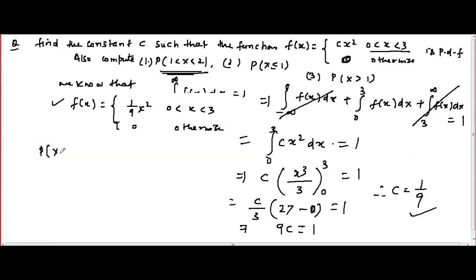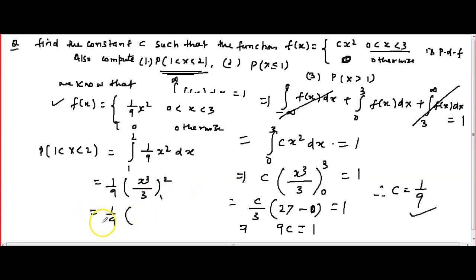The probability of x between 1 and 2: you just have to integrate from 1 to 2 this 1 by 9 x square dx. 1 by 9 is constant, and the integral of x square gives x cube by 3 from 1 to 2. So 1 by 9, and the 3 you can take outside. So 2 cubed is 8, minus 1, since 1 cubed is 1. So 1 by 27 into 7, and you will get 7 by 27.